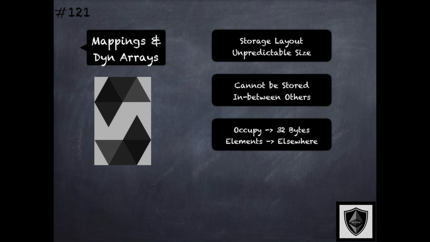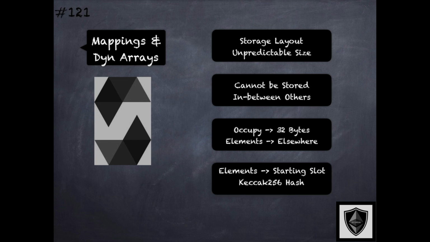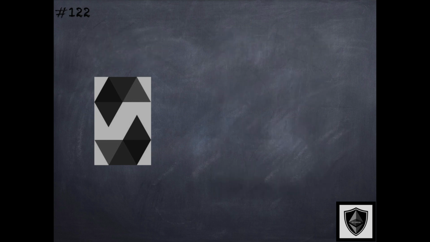Therefore, these are always considered to occupy a single slot that's 32 bytes in size with regard to the rules discussed so far, and the elements that they contain can change dynamically over the duration of the contract. Those elements, the storage slots for them, are stored in a totally different location, and the starting storage slot for those elements is computed using a Keccak 256 hash that we'll examine in the forthcoming slides.